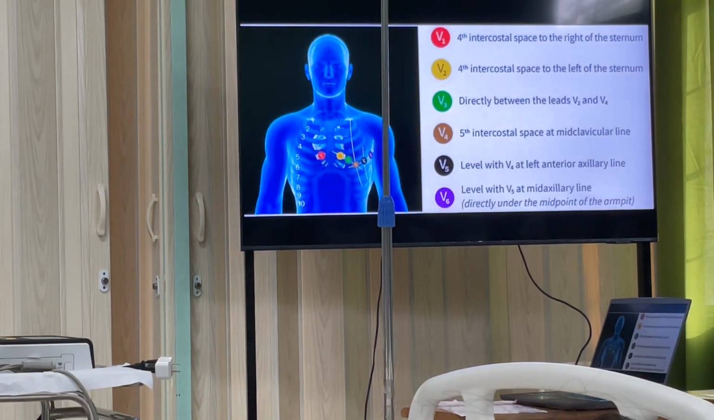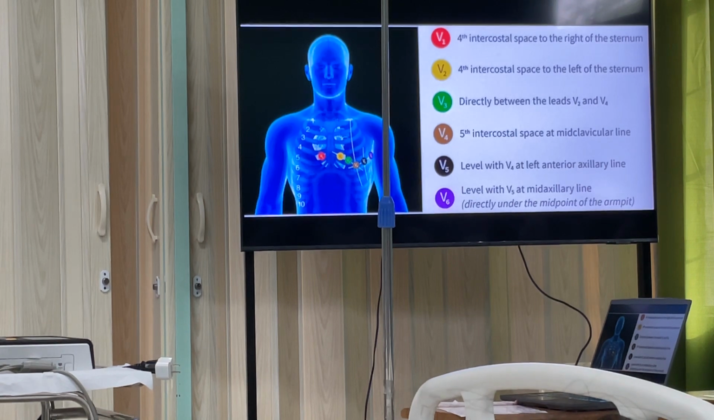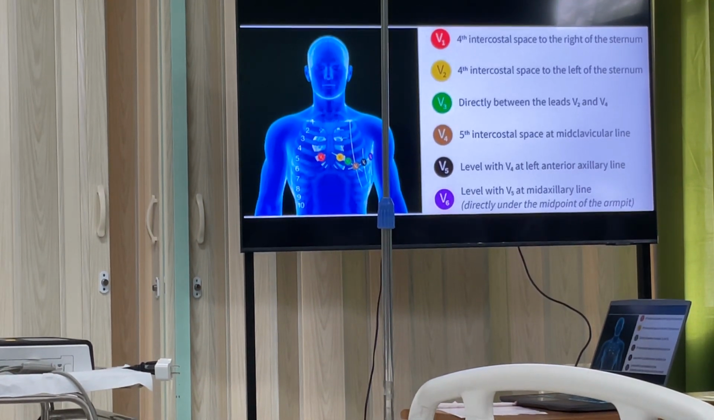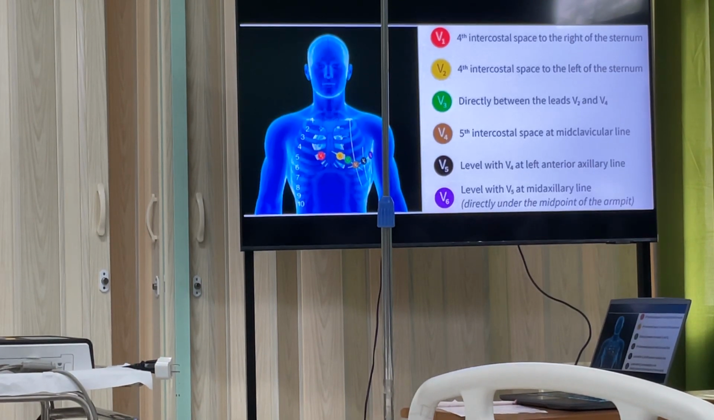V1 will be placed in the fourth intercostal space to the right of the sternum. V2 will be placed in the fourth intercostal space to the left of the sternum. V3 will be placed directly between the leads V2 and V4.